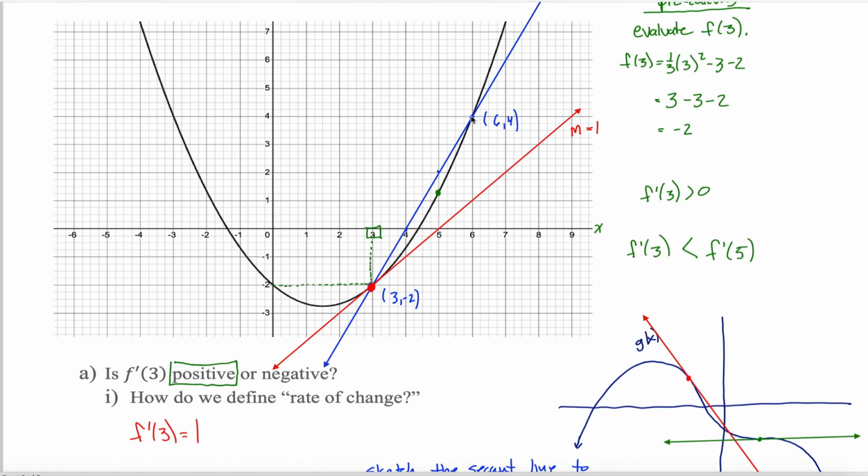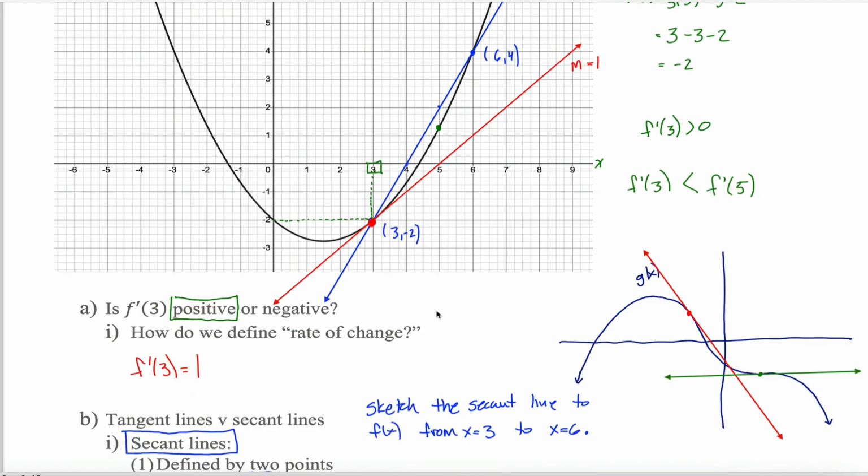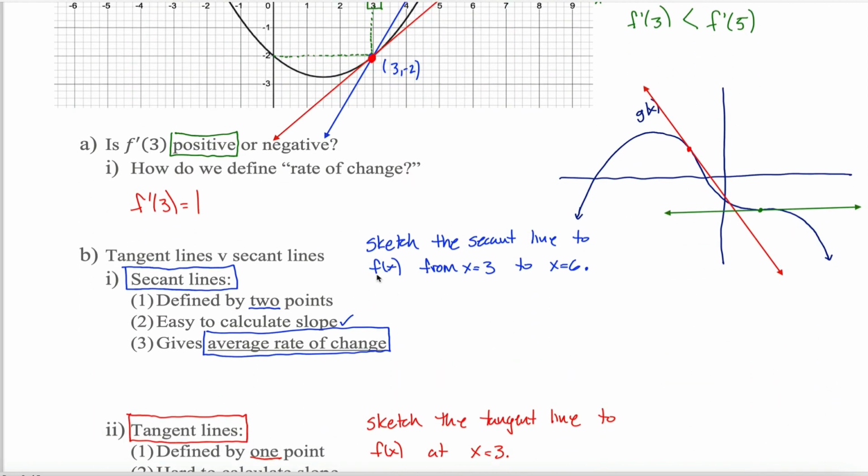Consider this line that we have in blue here. The 2 x values that define this line were x equals 3 and x equals 6. But what if we didn't use 3 and 6? What if instead I said to sketch the secant line to f of x from x equals 3 to, I don't know, x equals 3.1?